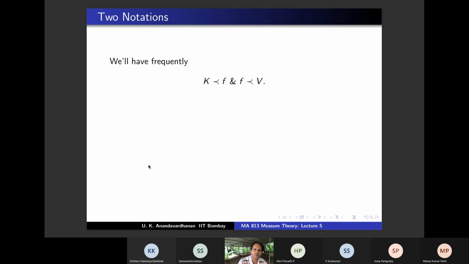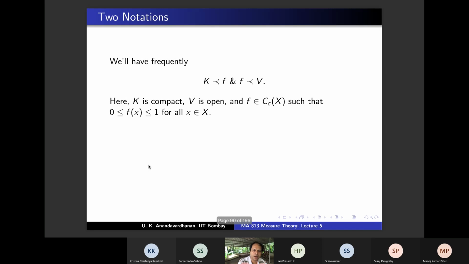So what does this mean? This notation means K is always compact, V is always open. K precedes f, meaning f is in C_c(X). It's a continuous function of compact support. Values are between 0 and 1. This much is understood. We will not repeat this. When we write this notation, it is understood that f is in C_c(X) and f(x) is between 0 and 1, and why is K playing a role? This means f is identically 1 on K.